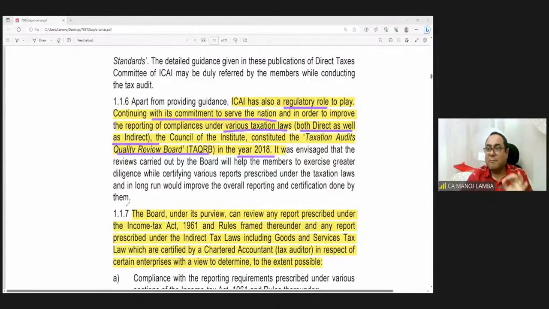So friends, this very important board was constituted in 2018 to improve the reporting of compliances in various taxation laws. The basic objective is to improve the reporting of compliances under various taxation laws. That's why, as very rightly said by the Vice Chairman of the board, CA Shekhar Chitlangia, rather than a post-mortem of the reports issued by the member, it should be the objective of the board to improve the quality of tax audit reports issued by the member.